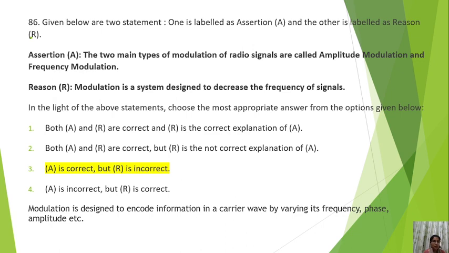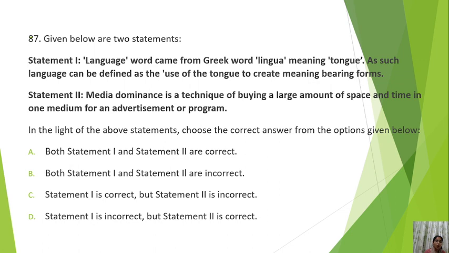Okay, so only A is assertion is correct. Next is, now there are two statements given. Language word came from Greek word lingua, meaning tongue. As such, language can be defined as the use of the tongue to create meaning bearing forms. It is a very general statement.